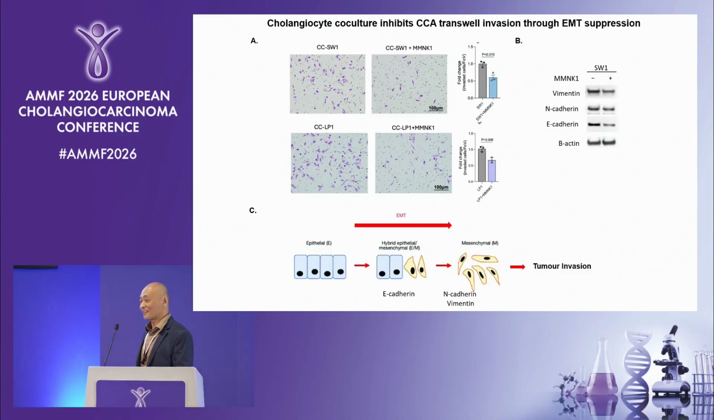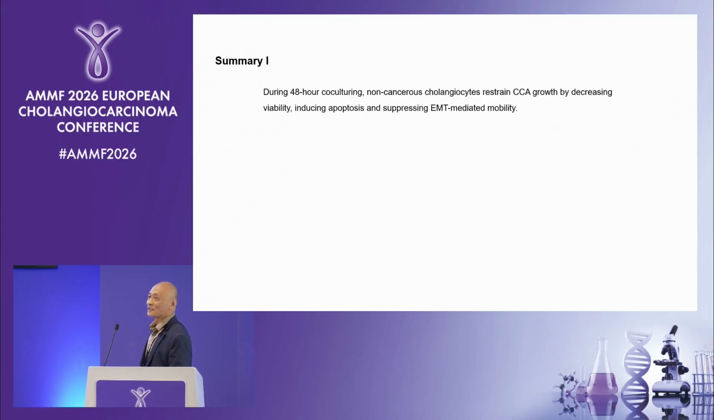Furthermore, co-culture with cholangiocytes also prevented the cholangiocarcinoma cells' transwell invasion compared to monoculture, which is the same case as in LP1 compared to the co-culture. Immunoblotting confirmed the co-culture downregulated a mesenchymal marker, vimentin. Vimentin is an important marker playing a critical role in tumor migration. In summary, during the early 48-hour co-culture, non-cancerous cholangiocytes restrained cholangiocarcinoma cell growth by decreasing tumor cell viability, inducing tumor cell apoptosis, and suppressing EMT-mediated invasion.